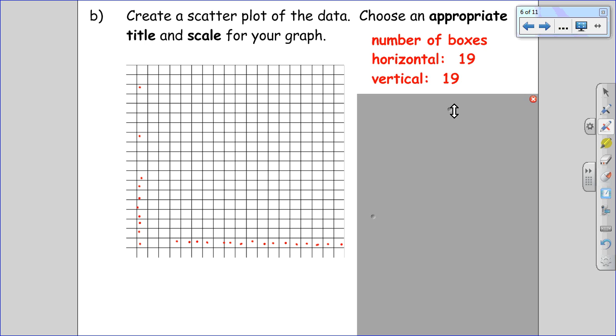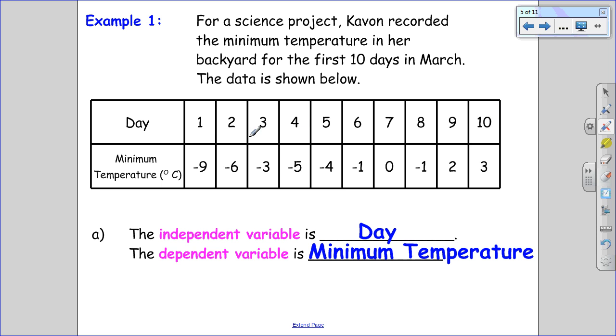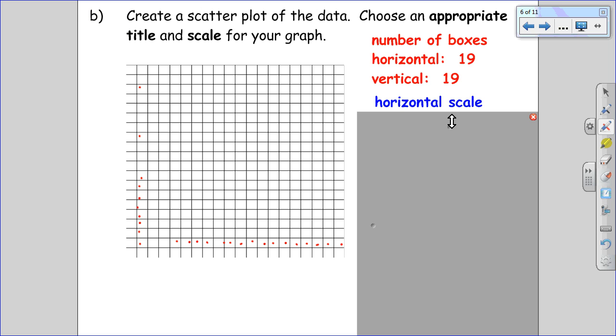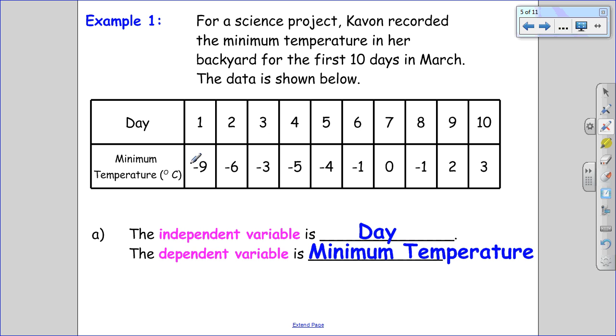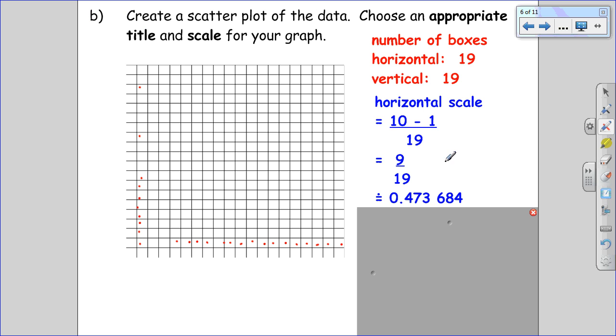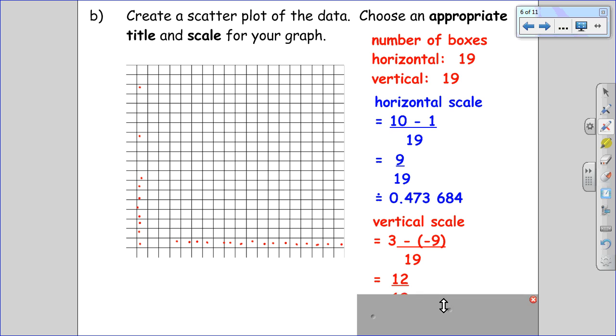So that's the first step. The next step is to determine my horizontal scale. I always do my highest value, subtract my lowest value. So it's 10 take away 1 divided by 19, which is around 0.473. Now to get my vertical scale, again, I take my highest value, which is 3, and I subtract my lowest value, which is -9. So I have 3 take away -9 divided by 19. That's 12 divided by 19, which is about 0.6. Neither one of these are nice numbers, so I'm probably going to count by ones to make my life a little bit easier.